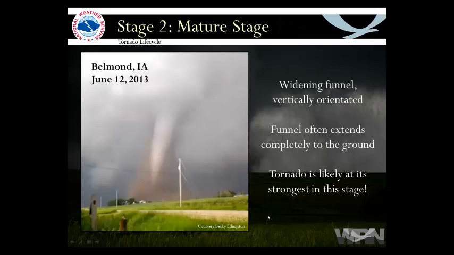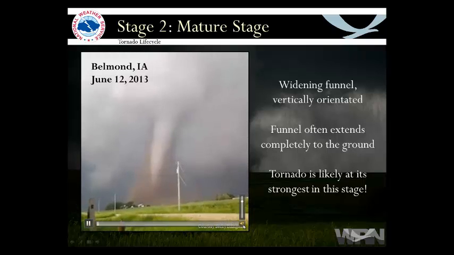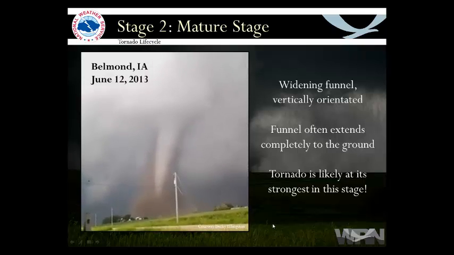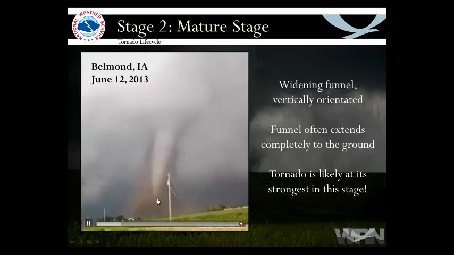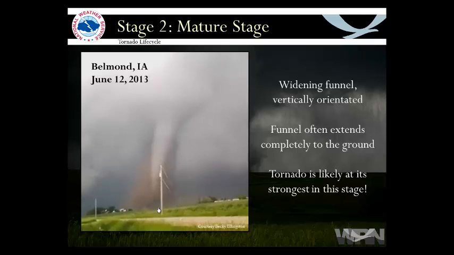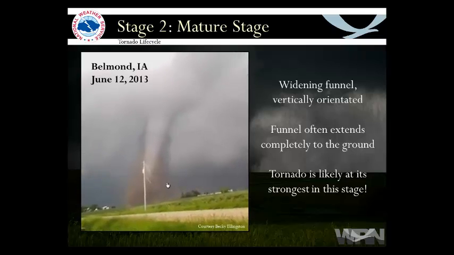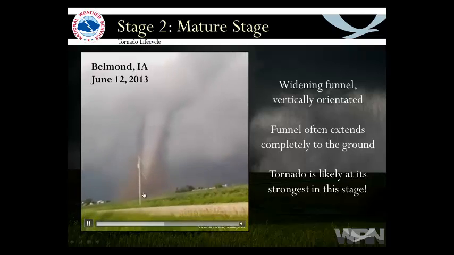So that's stage 1. We'll go to stage 2, which is more mature, and this is what most people recognize when that cloud or condensation funnel has matured between the rotation in the cloud and on the ground. And this is Belmont, Iowa from 2013. So we can see this widening funnel. Notice it's vertically oriented and it's definitely on the ground. We can see this dust and debris. So this meets the definition of a tornado. If it's completely on the ground and connected to the rotation in the cloud, it is a tornado, and this tornado is likely at its strongest stage when we can see this strong rotation and this dust and debris on the ground.